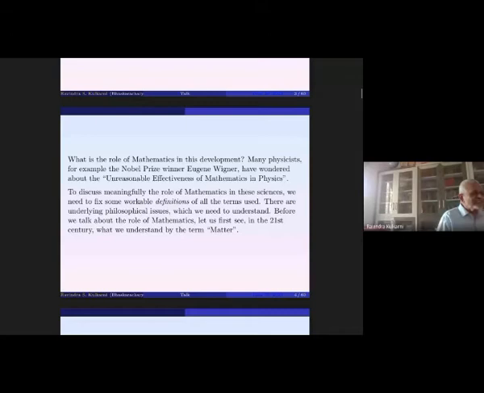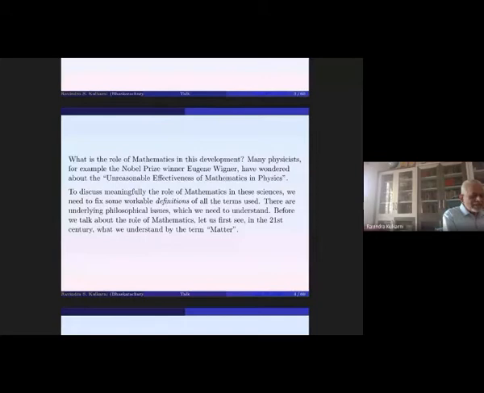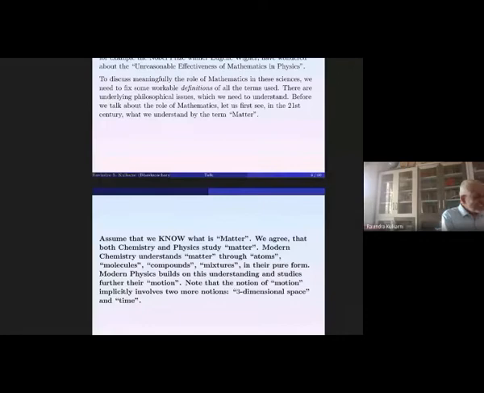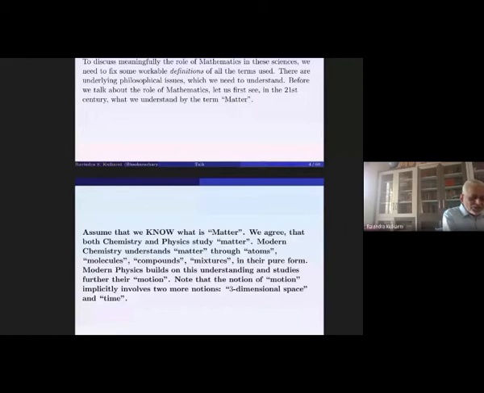But to discuss meaningfully the role of mathematics in these sciences, we need to fix some workable definitions of the terms used. And there are really underlying philosophical issues which we need to understand. Before we talk about the role of mathematics, let's first see in the 21st century what we understand by the term matter. This understanding has evolved over the centuries. So assume for the moment that we know what is matter. Nobody can question us about what we know about matter. We agree that both chemistry and physics deal with matter. But what is the difference in their approaches?